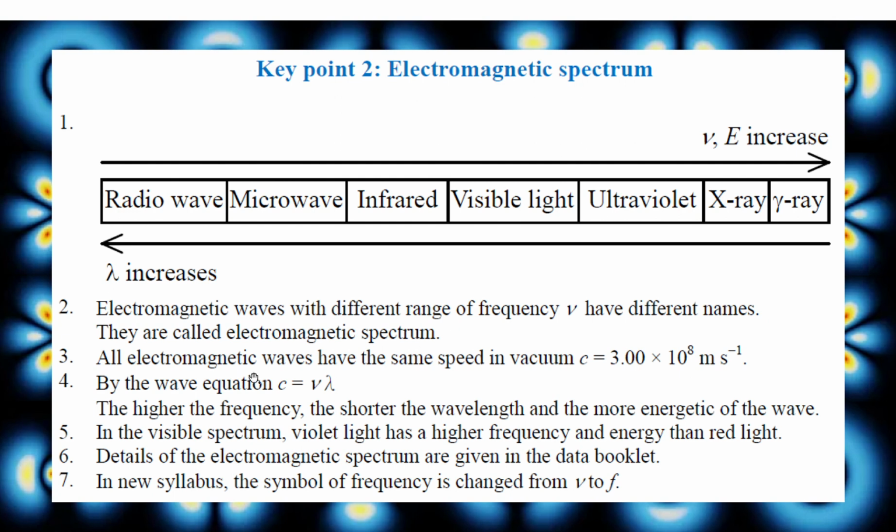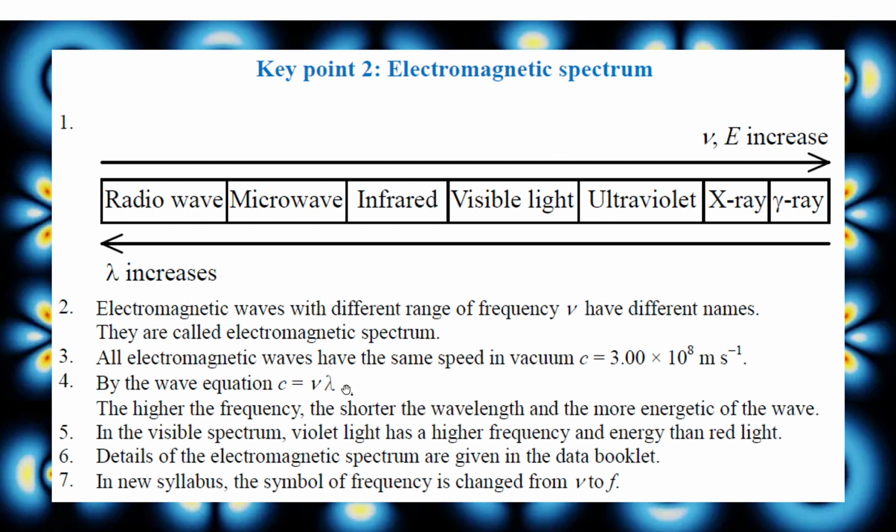All electromagnetic waves have the same speed in vacuum, which we call c. c is a constant, 3 times 10 to the power 8 meters per second. Very quick, okay? So we have the equation c equals nu lambda. Nu is not a v, be careful when we talk about frequency. This is a Greek letter and we call it nu.